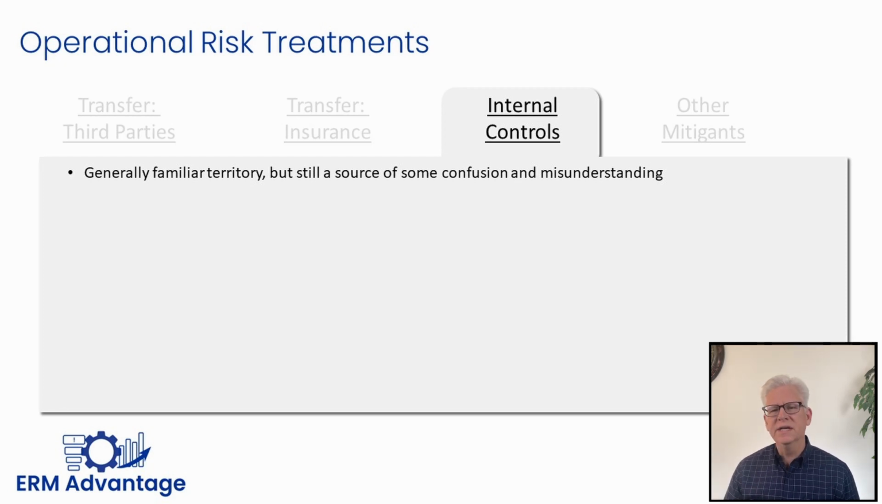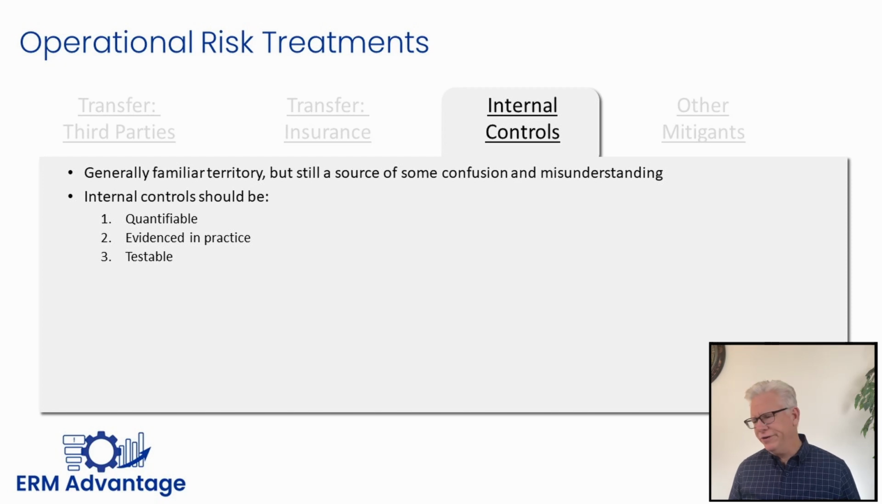What we will discuss is the types of controls versus other non-control mitigants because they can have a meaningful impact on how we consider both as risk mitigants and ultimately come to conclusions about residual risk. So first, it's important to understand what is and is not an internal control. For something to be considered an internal control, it should be, number one, quantifiable, number two, evidenced in practice, and number three, testable.